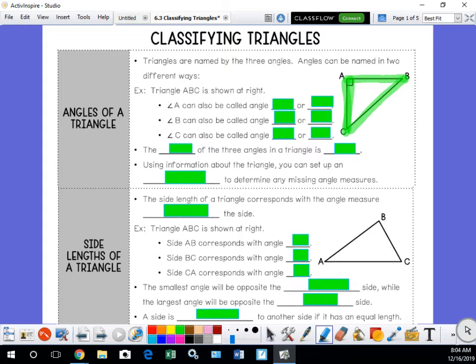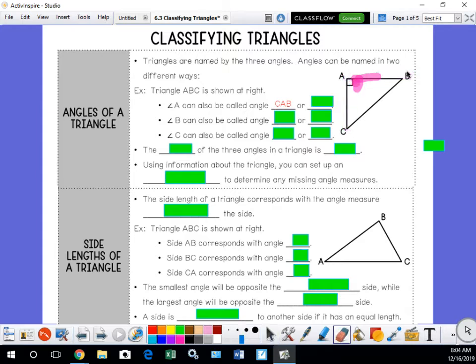Now, all of the angles in this triangle can be named in a few different ways. So this angle right here is angle A because it's in the corner that is marked A. Now it can also be labeled as angle CAB. That's just meaning that if you start at C and go in to A and then go out to B, the angle in the middle would be the same as angle A.